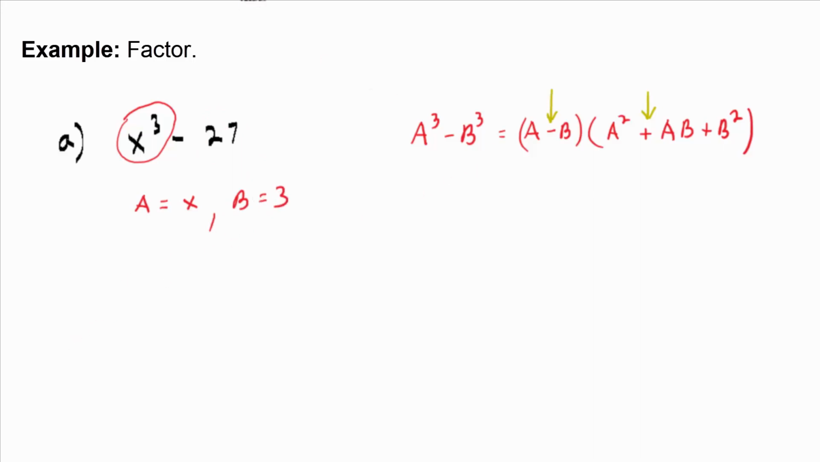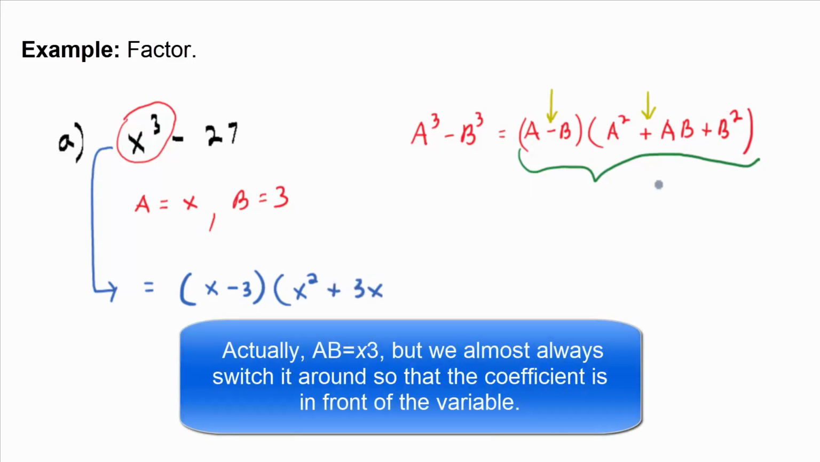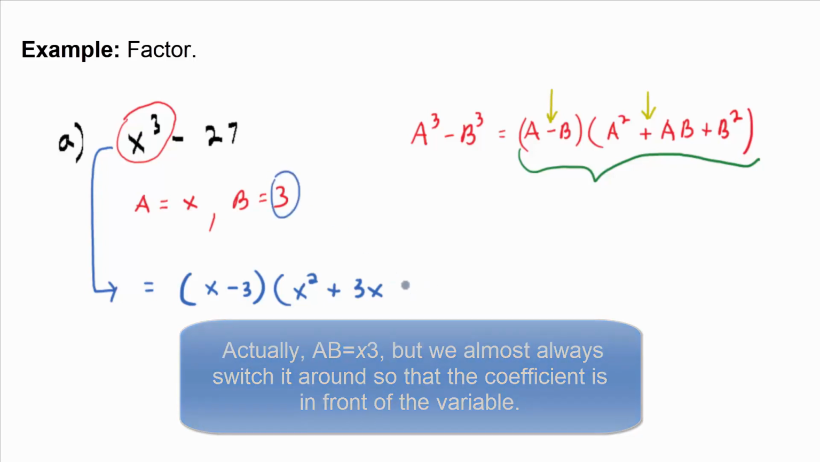And then you just plug in to the right-hand side of this formula so that x cubed minus 27 factors to... you guys tell me, what's a minus b in this case? X minus 3. That's the first part, the a minus b. Then what's a squared? X squared. What's plus a times b? Plus 3 times x, and then plus b squared? Plus 3 squared, which is 9.